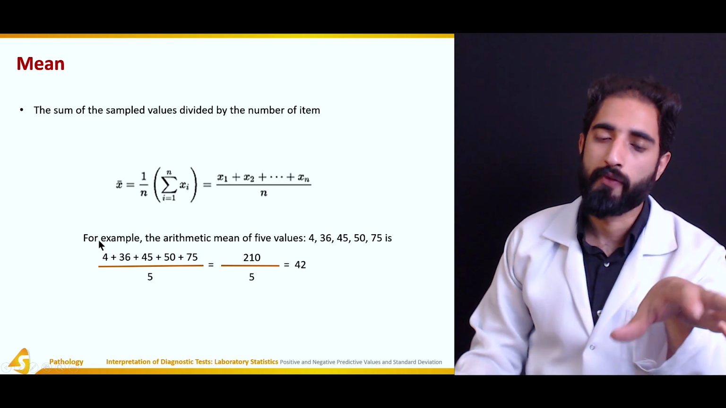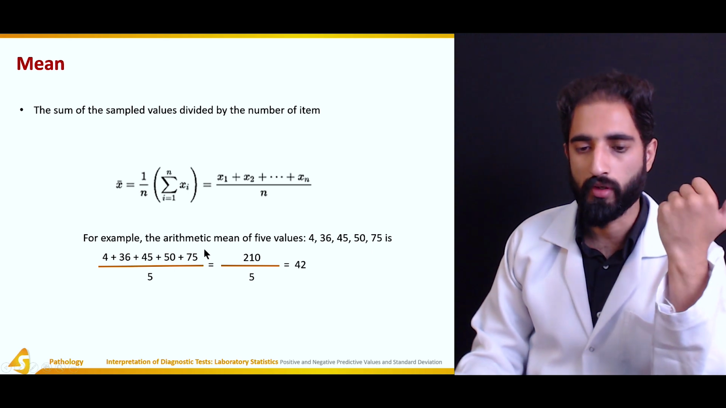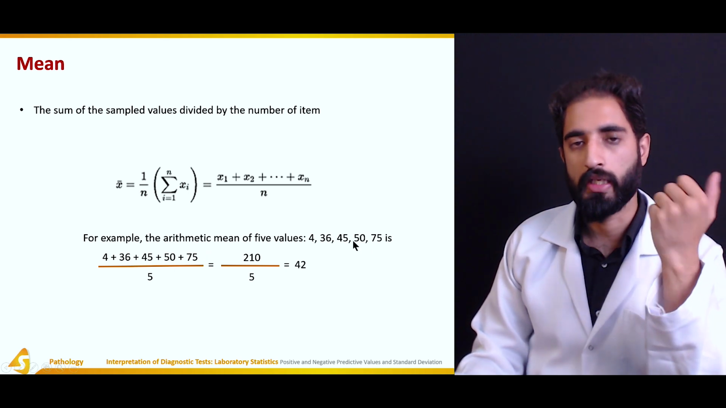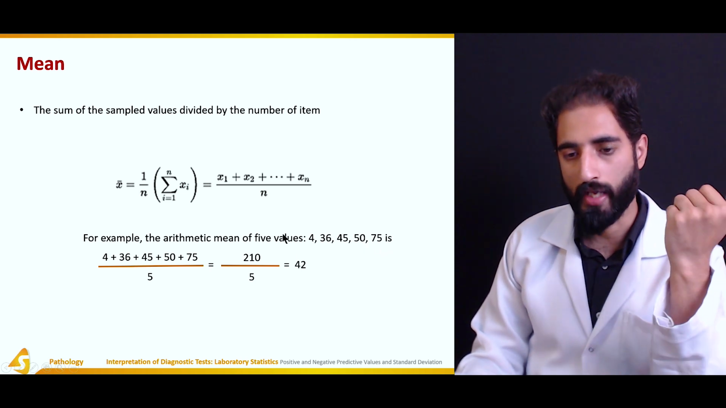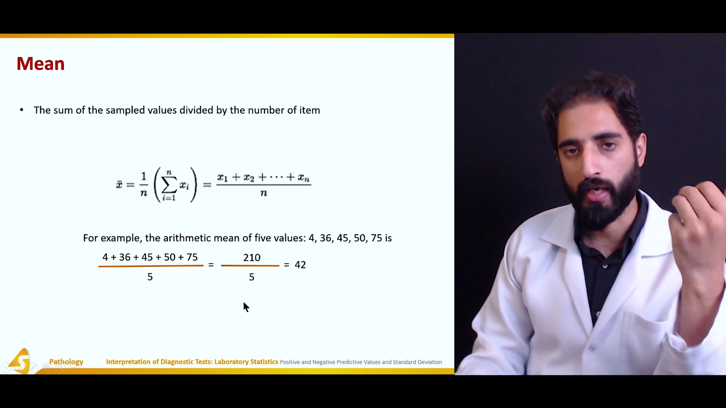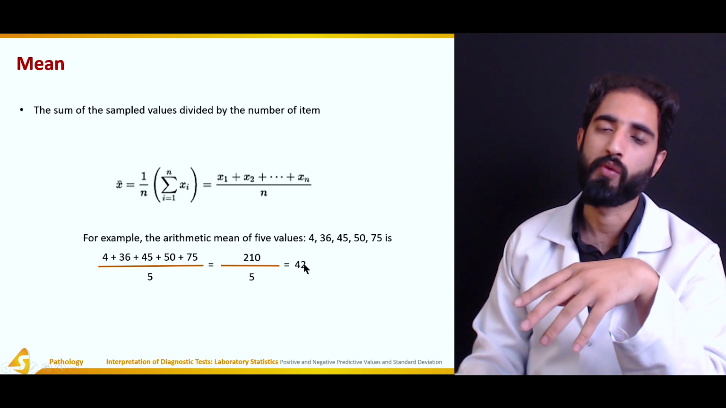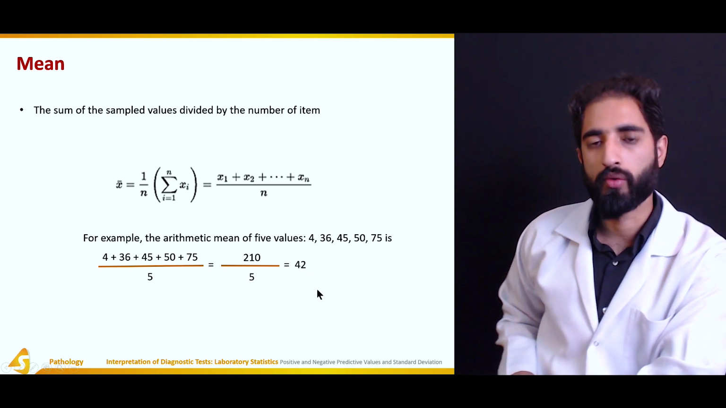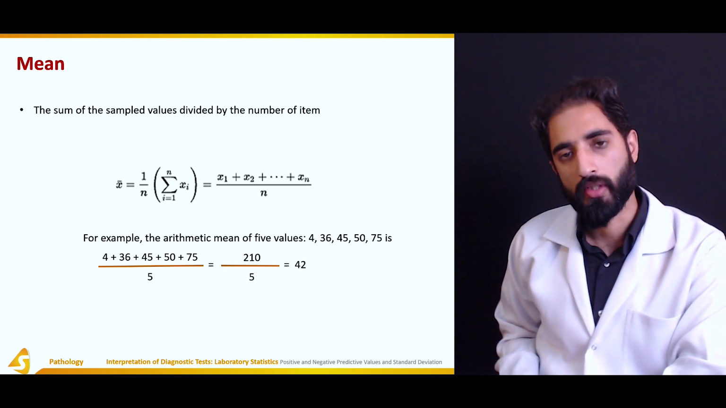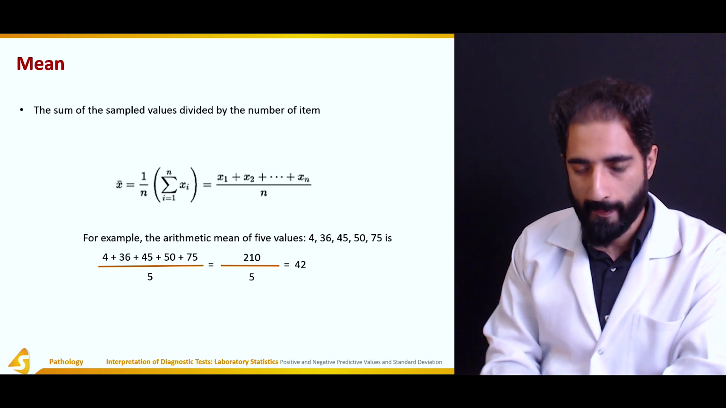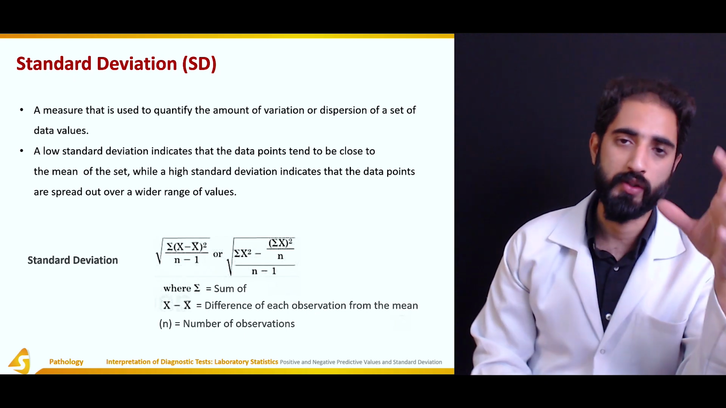For example, if you want to calculate an arithmetic mean of 5 values, which are 4, 36, 45, 50, and 75. You can see that there are 1, 2, 3, 4, and 5 different values. So we sum them up and divide by the total number of values, which is 5. So the sum is 210 divided by 5. So we get an answer which is 42. So the mean value for these different values is 42.